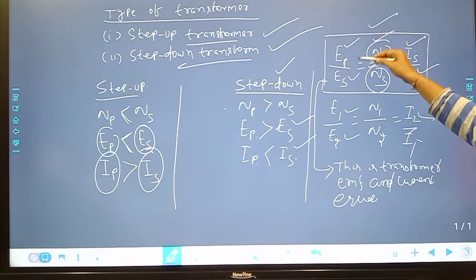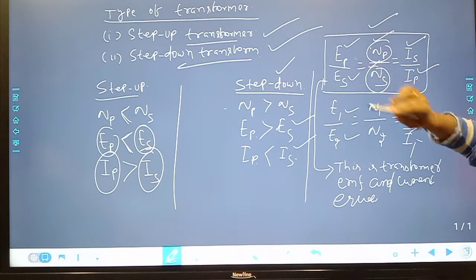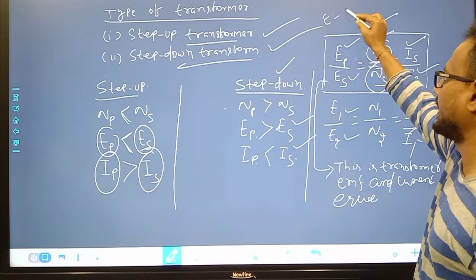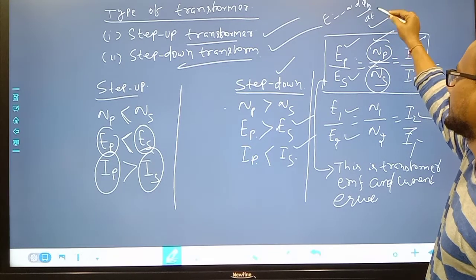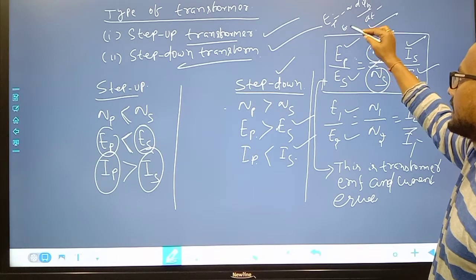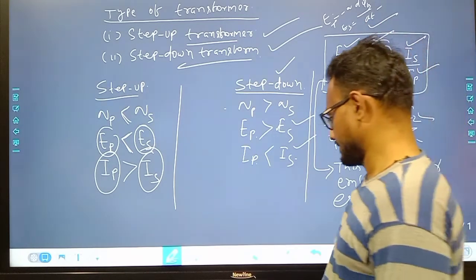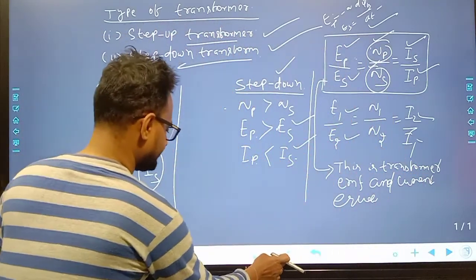How is it derived? It is derived from Faraday's law of electromagnetic induction, that is E is equal to minus N d phi by dt. Clear? So EP for primary, then secondary. Clear? So this is all about the transformer.